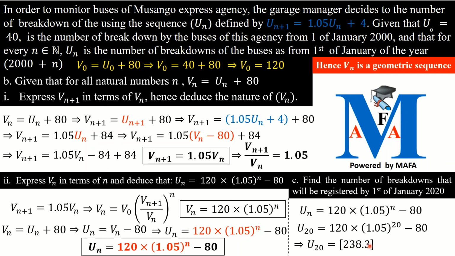When you do this, you get approximately 238.3. But like I said, you cannot have breakdowns in point form. You cannot break down 0.5 times. So you need to take the greatest integer. So our U20 gives us 238, meaning the greatest integer of 238.3 is the greatest integer that is less than 238.3, and the biggest integer that is less than 238.3 is 238. So that comes to the end of the video for this question.